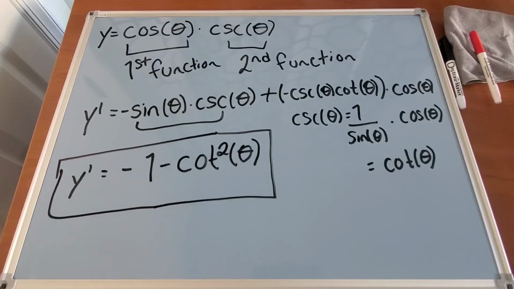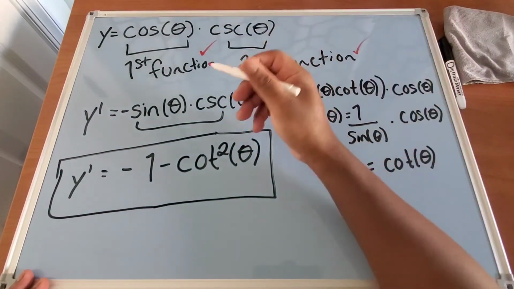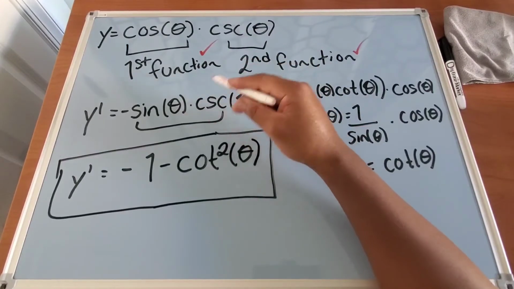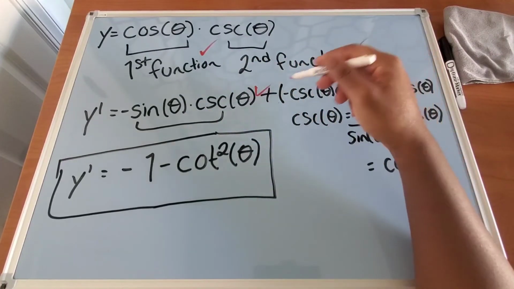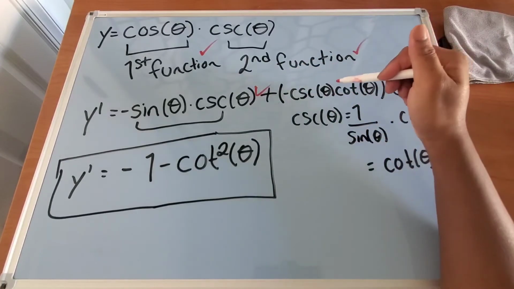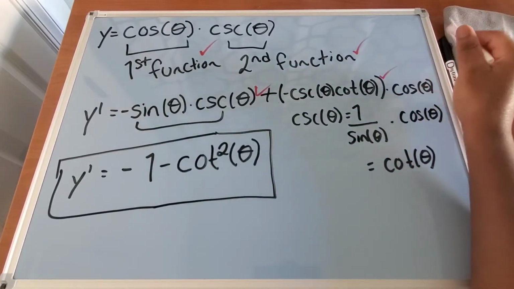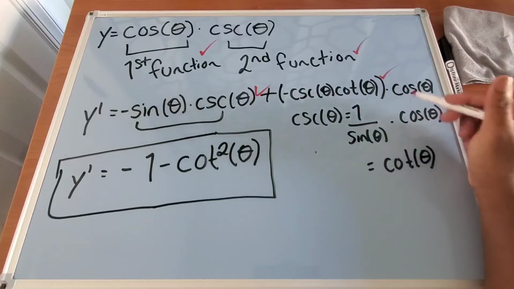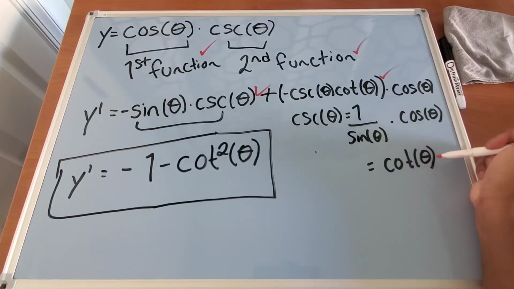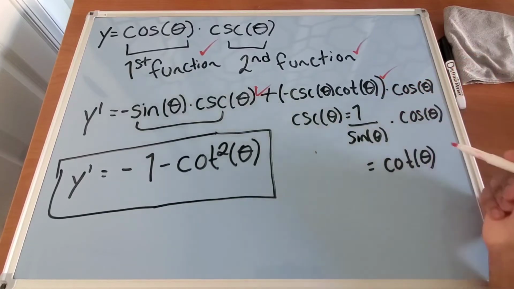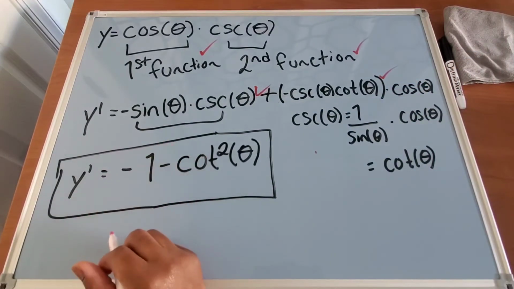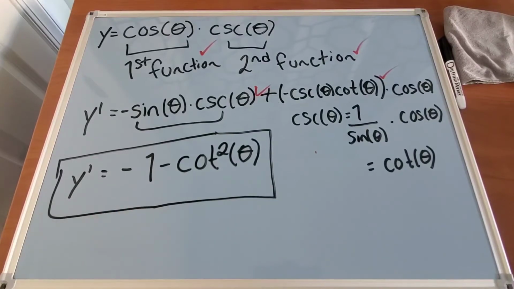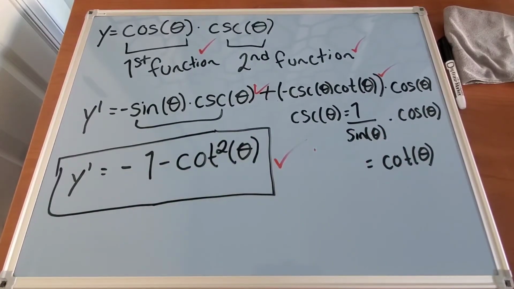Then we can check it. We identified cosine theta as our first function. We identified cosecant theta as our second function. Took the derivative of the first function, which is negative sine theta times the second function, plus the derivative of the second function, negative cosecant theta times cotangent theta, times our first function. We use the trig identity to simplify this down. So cosecant is 1 over sine times cosine is cosine over sine, which is cotangent. Cotangent times cotangent is cotangent squared, and this comes off to negative 1. So we have negative 1 minus cotangent squared theta. That's question 4.